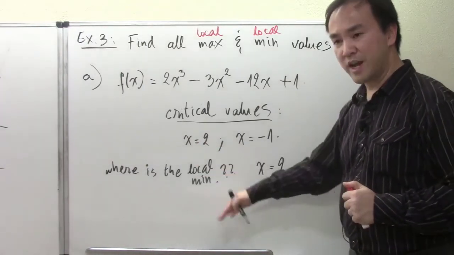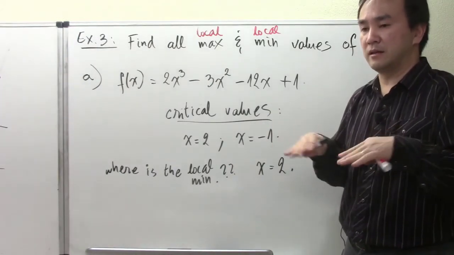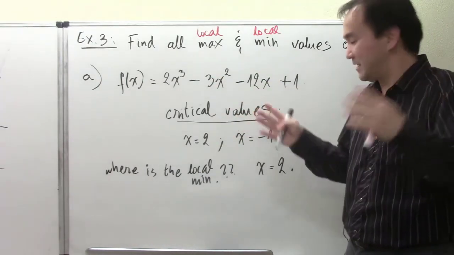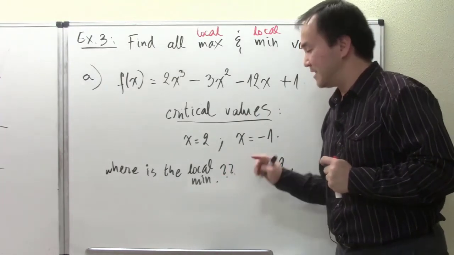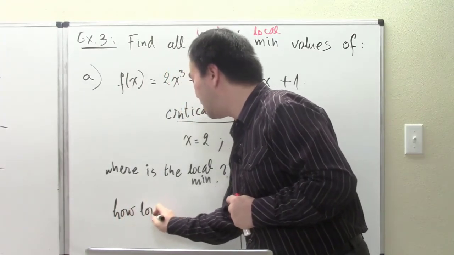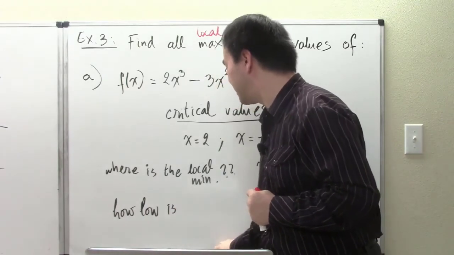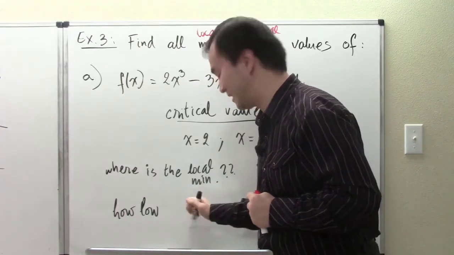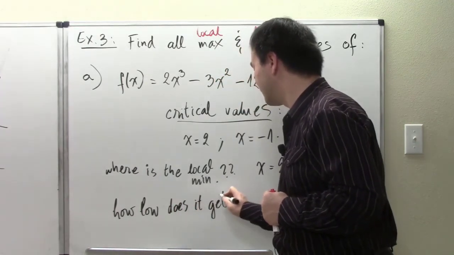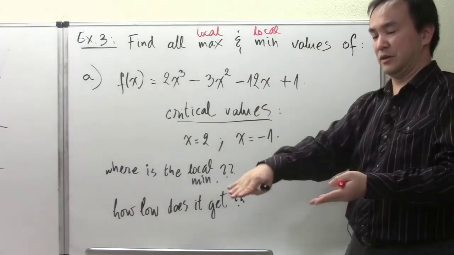And now once we located that, where's the lowest building? Where's the shortest building in the city? Maybe the corner of Main Street and First Street, something like that. It's about locating it. Okay, and once we located it, then how low? Let me change my wording a little bit. How low does it get? That means how low does the function value get, or how low does that building get?